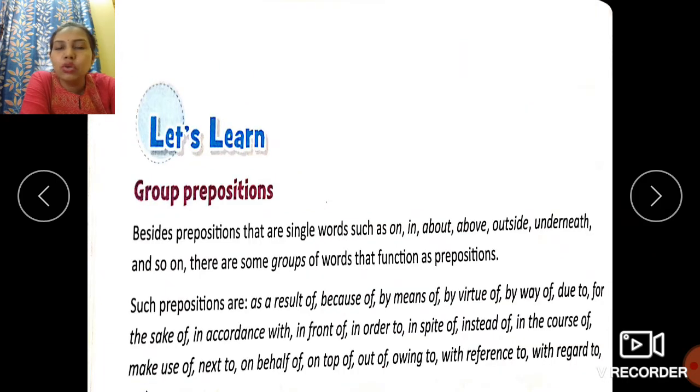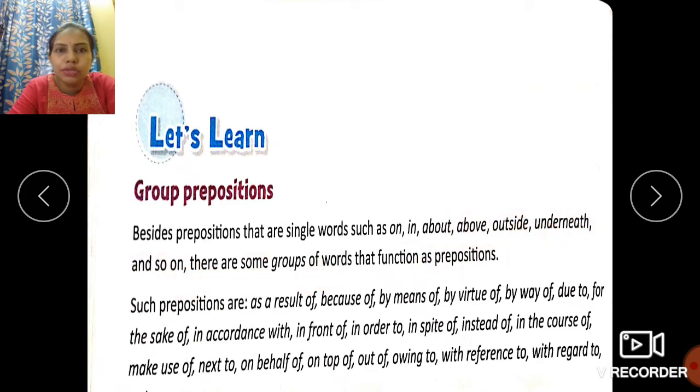Moving to the next part, group prepositions. We have already come across many prepositions which are single words, like in, on, at, for, of, behind, beside, beneath, among, after, before, up, down. These are all words which are used as single words as prepositions. There are some examples given here: on, in, about, above, outside, underneath, and so on.